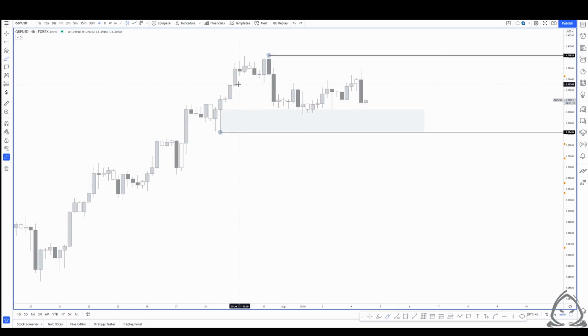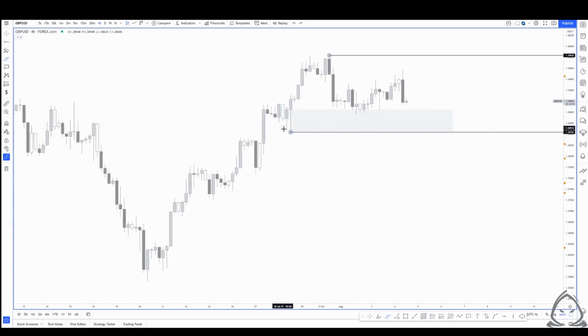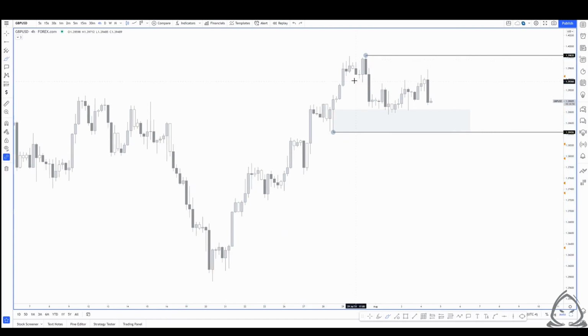So in this case, what we can actually say is that we had a small pullback. We've taken some external range liquidity, and now we're starting to form an even bigger pullback, which gives us a little bit more indication that price is willing to move to the upside based on all of these factors.